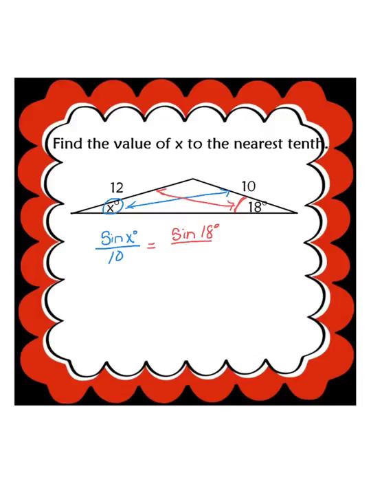And I'm going to put that over the length of the side opposite, which is the 12. Okay, we're ready to do cross multiplying. Remember, I always do the variable first, so I always do that one to the left. That way your variable stays on the left.